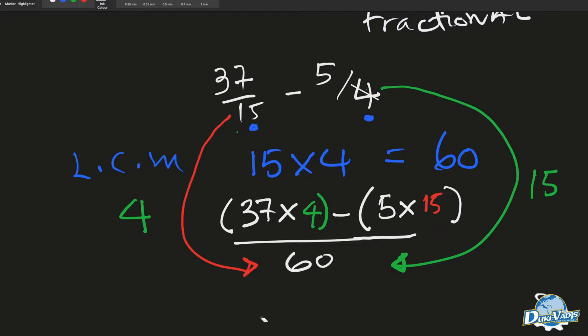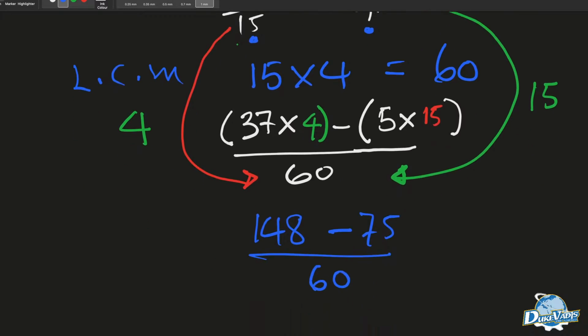So 148, let's write it down: 148 minus 15 times 5. 15 times 5 gives us 75. So all divided by 60. So what do we do? We subtract. 148 minus 75 will give us 73. So 73 all over 60 is the fractional value.